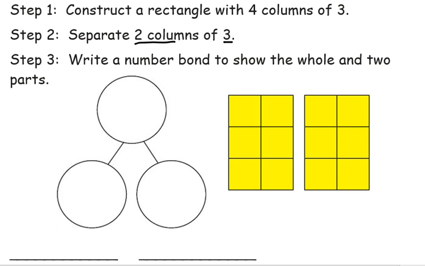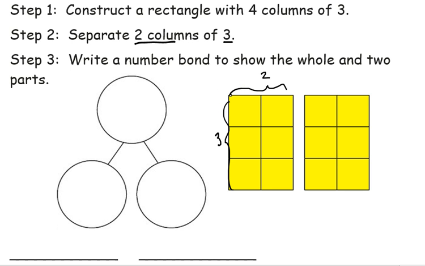And this is what that would look like. I've basically taken my array and I've split it down the center. So now I have 2 matching arrays, and each array is 2 columns and 3 squares in each column.